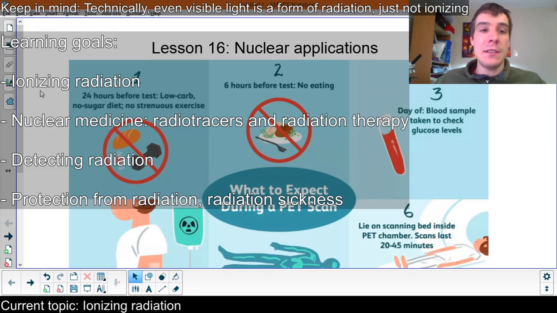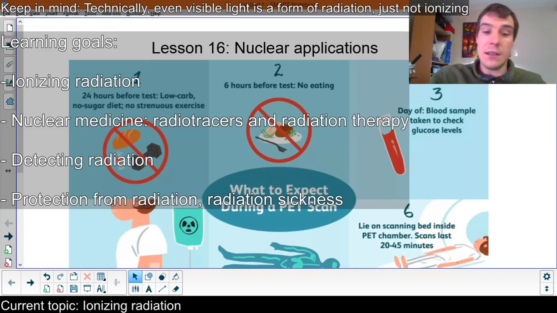We're going to talk about ionizing versus non-ionizing radiation. No, your cell phone won't give you cancer because it's not ionizing radiation. So we're going to get that out of the way right away. Next up, nuclear medicine, so radio tracers and radiation therapy. So all those fancy machines that they have at hospitals. Then we'll talk about detecting radiation, what kind of stuff is used to detect radiation, and then protection from radiation, like radiation sickness and exposure limits and why they exist.